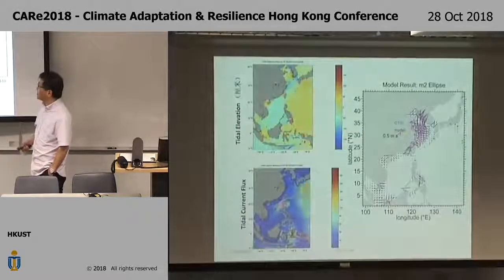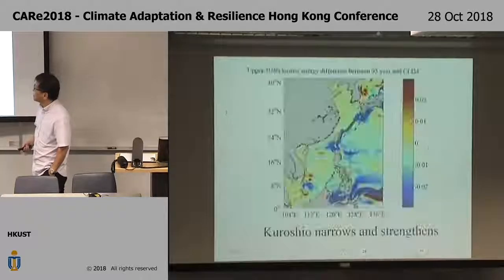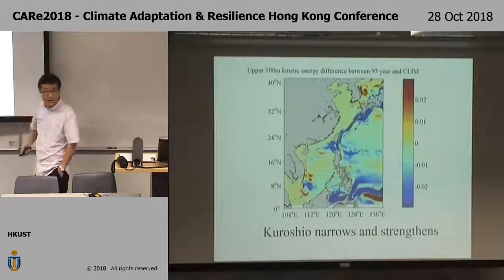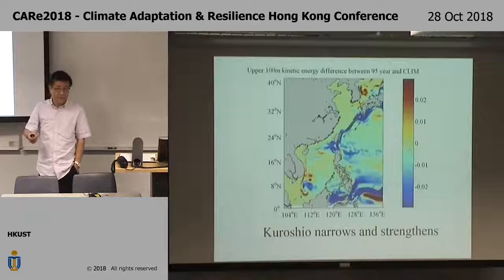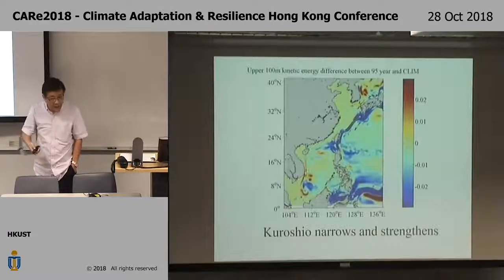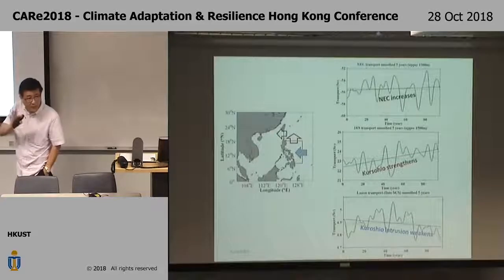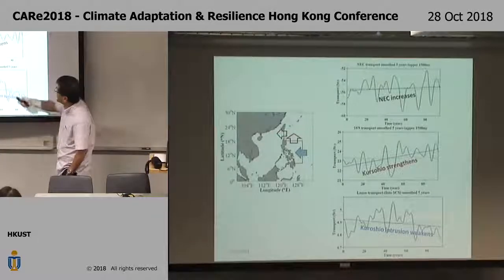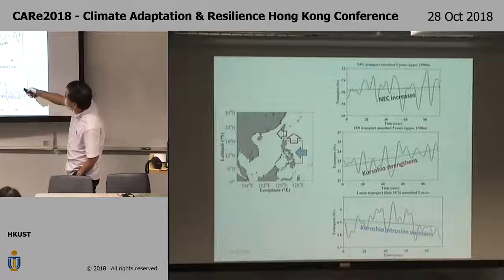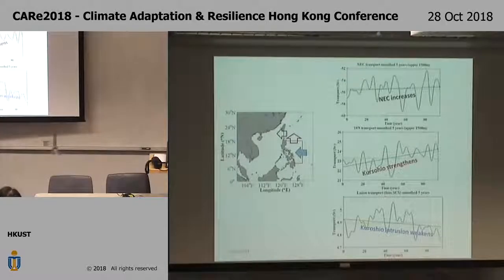Now the second question is: why does the current need to speed up? The reason is that the heating in this region is not homogeneous. I show you that this current speeds up. Why does this current speed up?